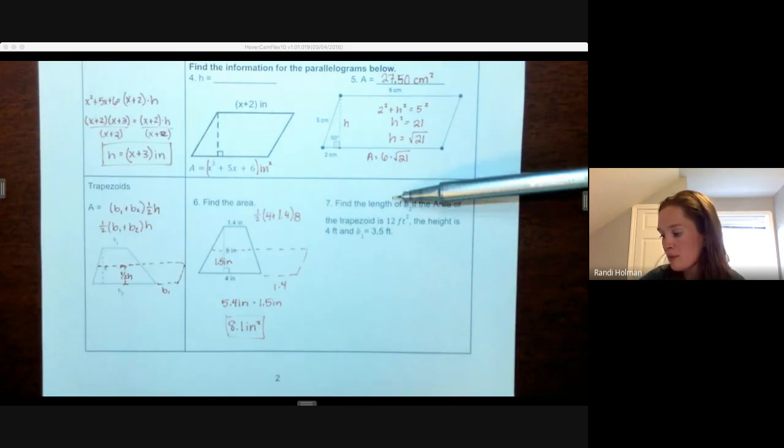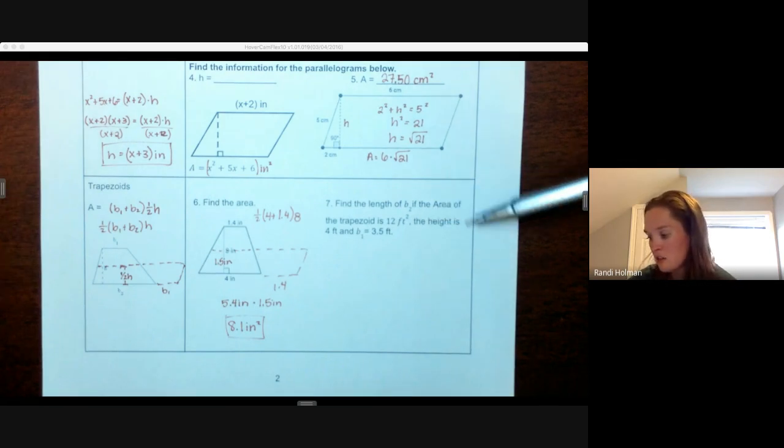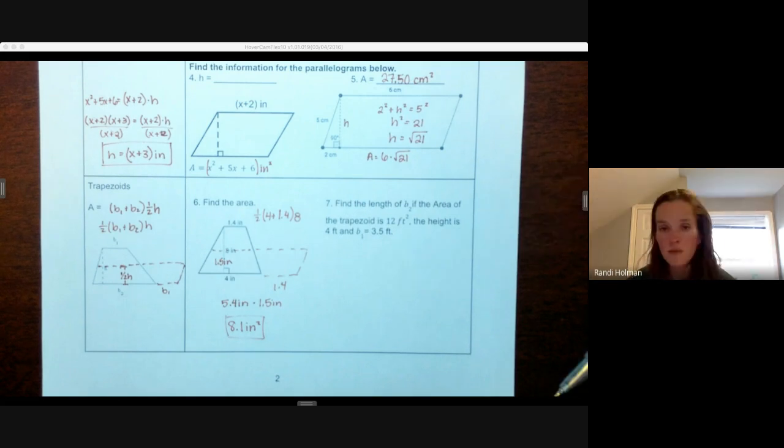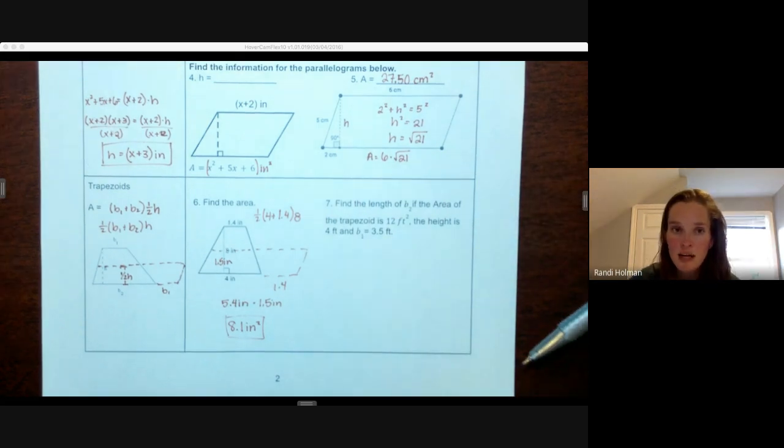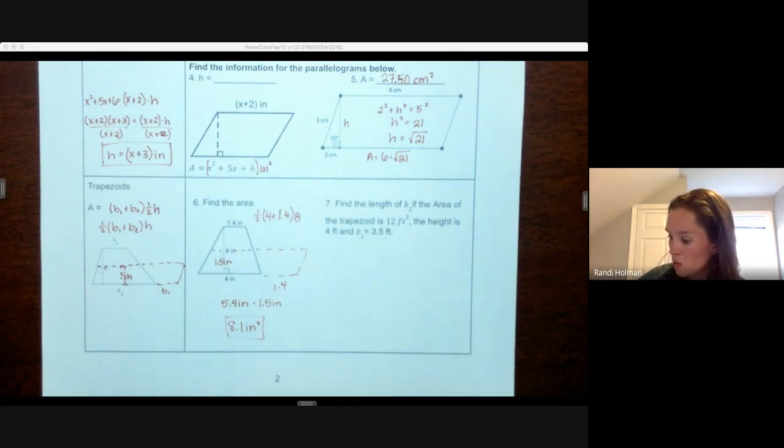We have a trapezoid. We're trying to find the length of one of the bases. So we're looking for a different piece of information. If the area of the trapezoid is 12 square feet and the height is 4 feet and base 1 is 3.5 feet. So this was a good one to go back to what is the formula, and then we're going to use our algebra to work backwards to find what base 2 is.